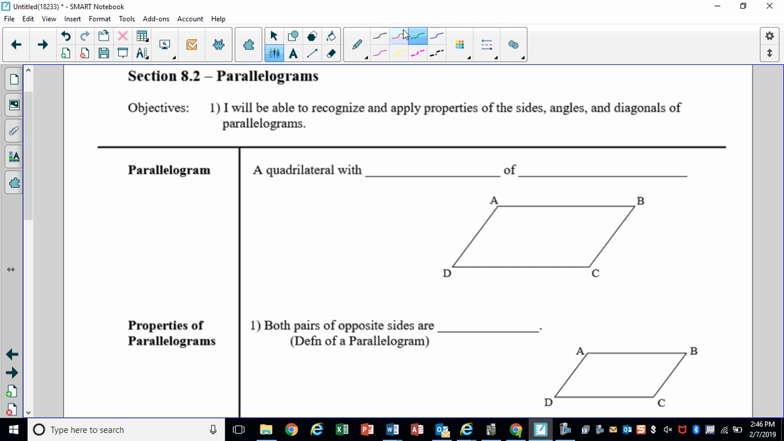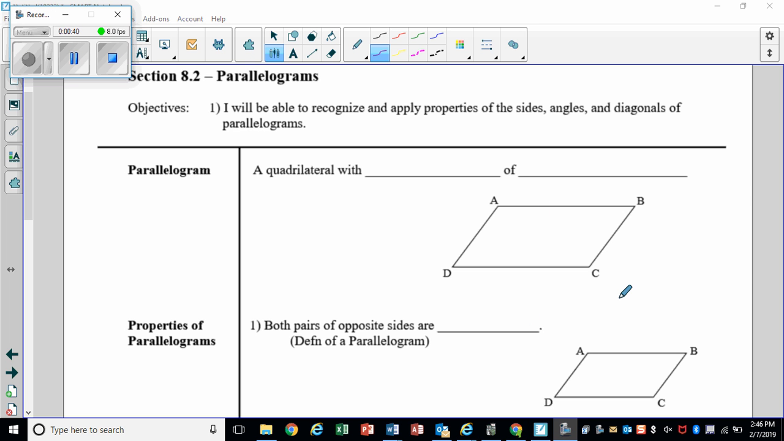If we really understand the properties of a parallelogram, then when we start talking about rectangles, squares, and rhombi, it won't be that difficult to understand. So in this objective, you'll be able to recognize and apply properties of a side, an angle, and diagonals in a parallelogram. Okay, that's what you guys will be able to do.